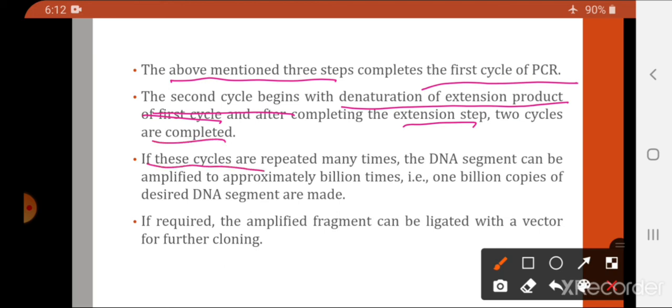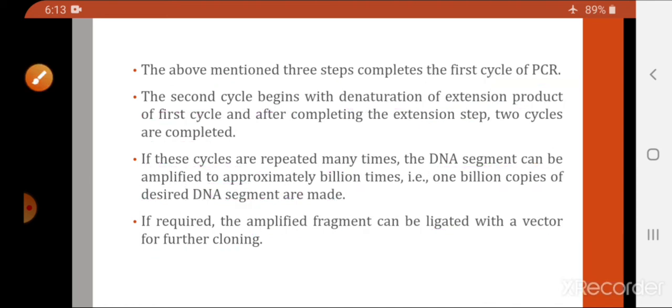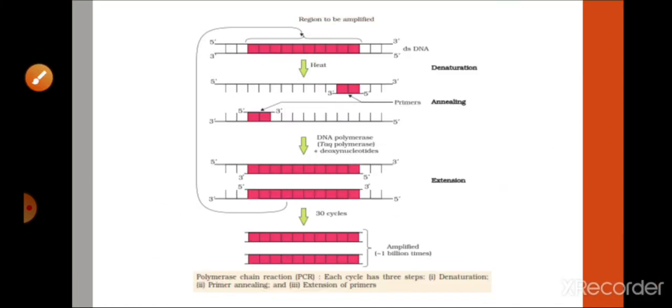If these cycles are repeated many times, the DNA segments can be amplified approximately a billion times, that is, 1 billion copies of the desired DNA segment can be made. If required, the amplified segment can be ligated with a vector for further cloning. So see students, this is the complete process of DNA replication, the PCR reaction.